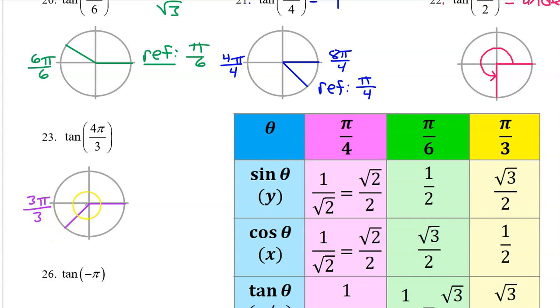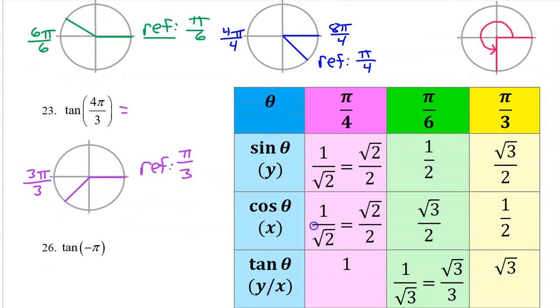Notice that the slope is positive. So tangent will be positive something. We see that the reference angle is pi over 3. And we have memorized that the tangent of pi over 3 is radical 3. So the answer is radical 3.